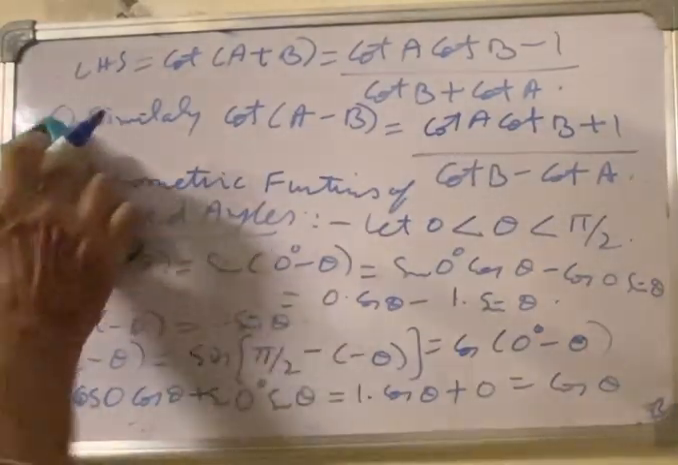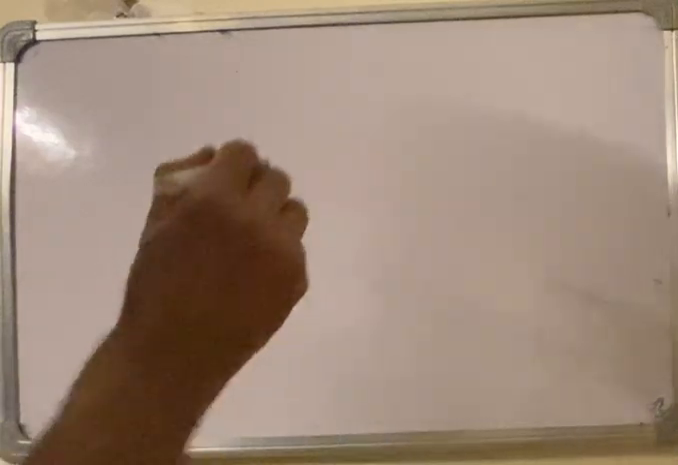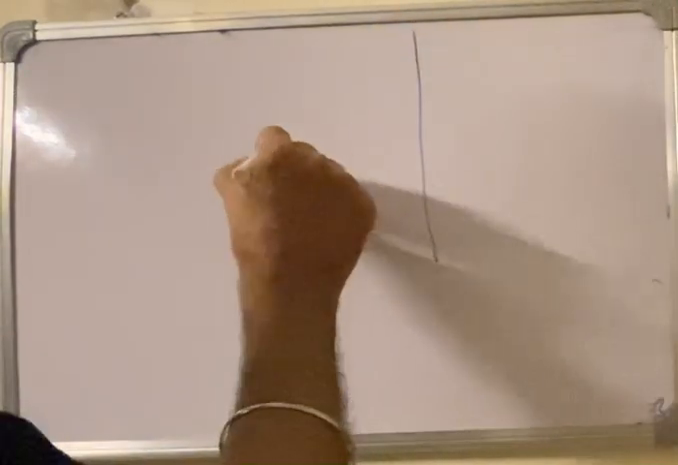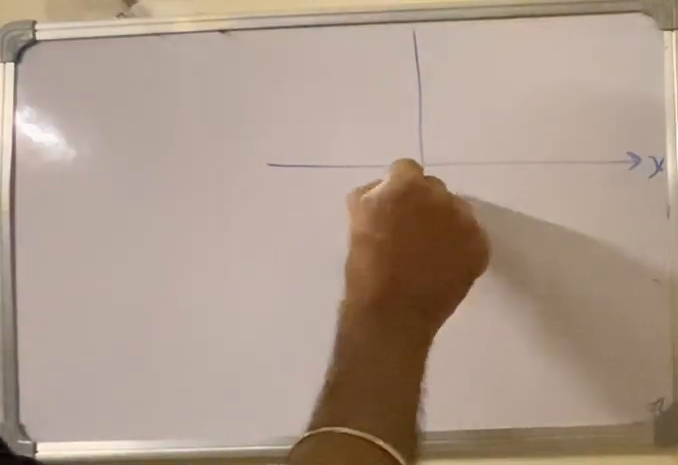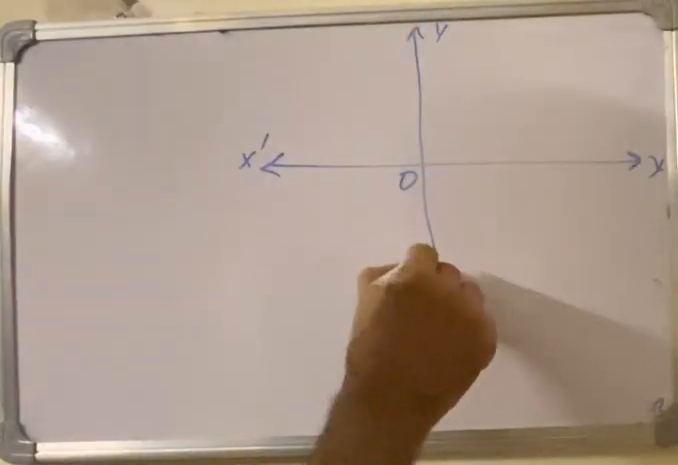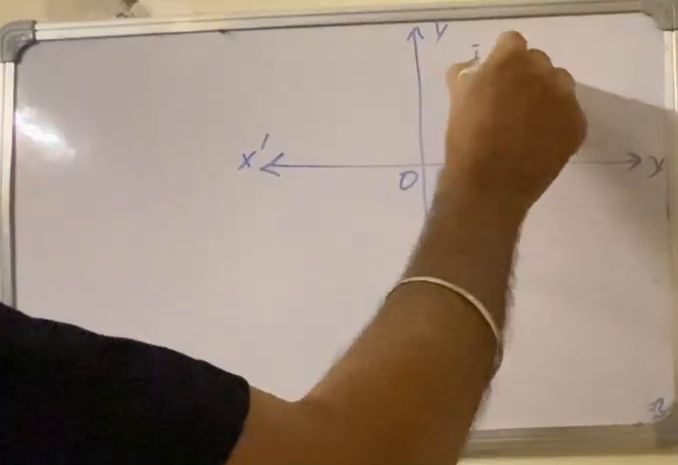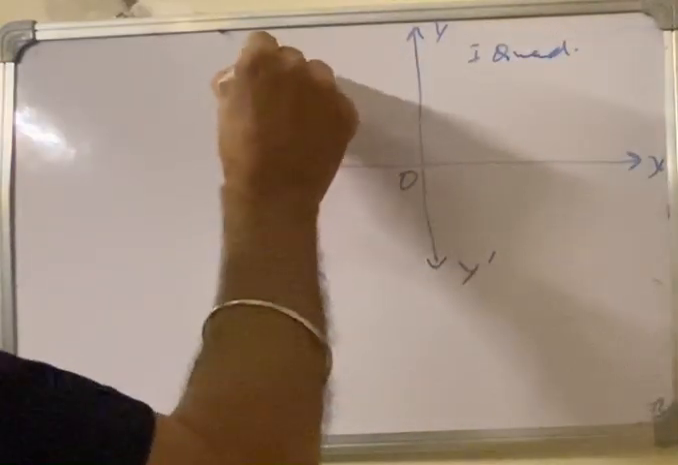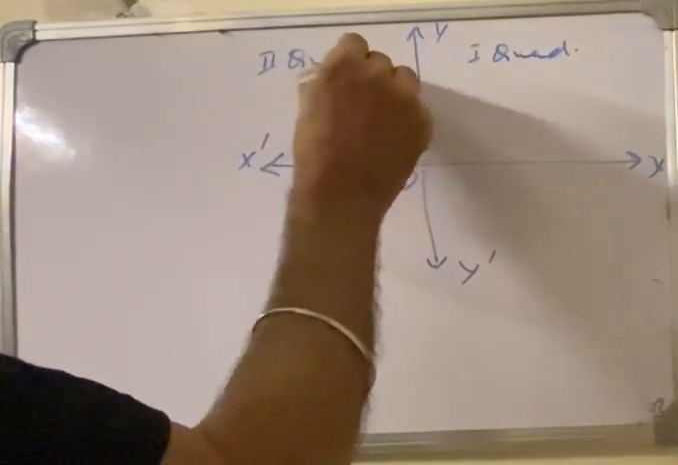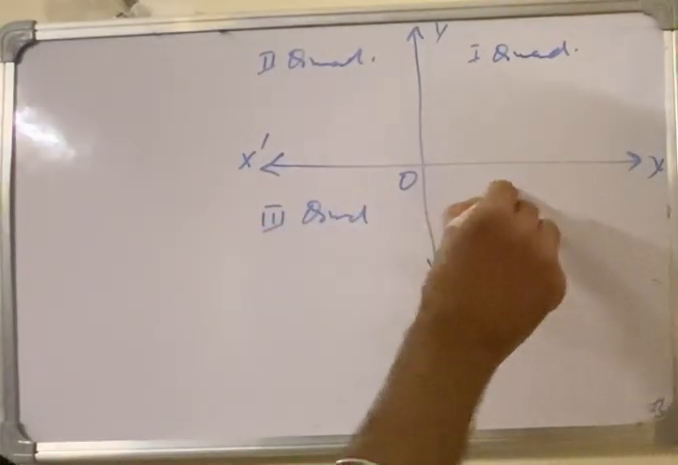We shall use this in the coming allied angles. Now before taking that, first of all, we take 4 quadrants. Quadrants are 4 parts divided by 2 mutually perpendicular coordinate axes. This is first quadrant, second quadrant, this is third quadrant, and this is fourth quadrant.